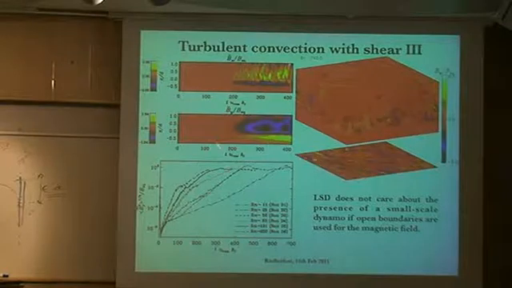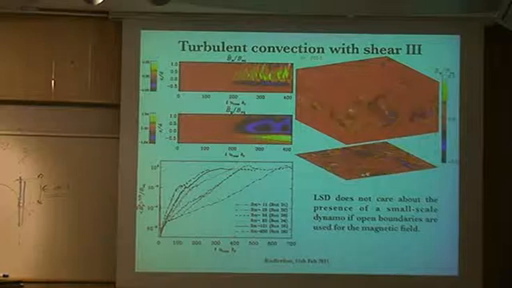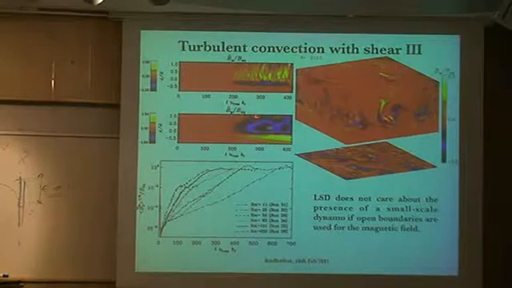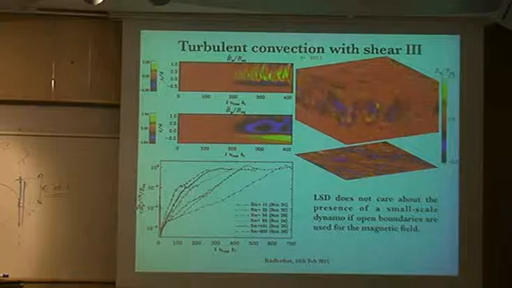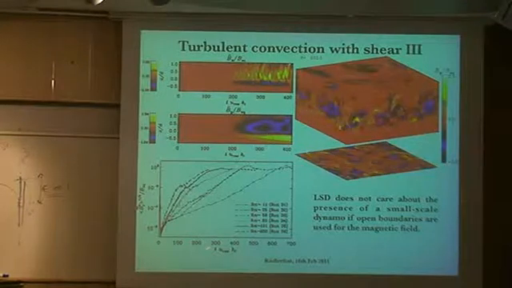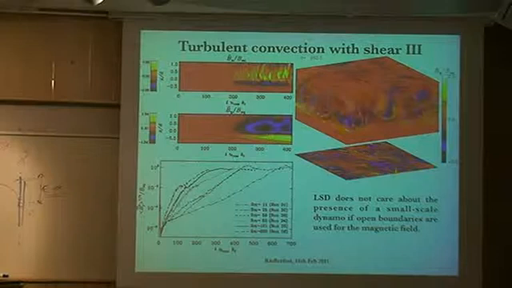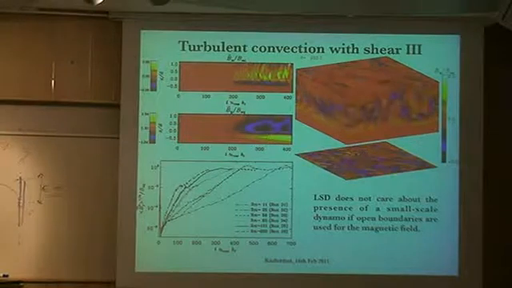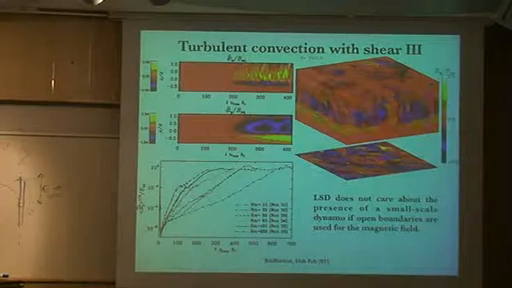And this is now different with different Reynolds numbers. If you have a small Reynolds number where the small-scale dynamo is suppressed, then we see this large-scale pattern from the very beginning of the simulations. And here I show we did something like half a dozen different Reynolds numbers, and we see that the saturation level here is approximately the same.